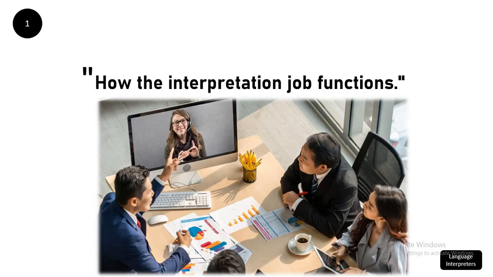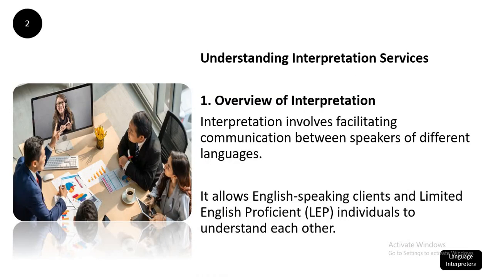Today I will be covering some of the most important sections and requirements that are needed to become an interpreter, particularly a medical interpreter, and work online from home. The first thing is understanding interpretation services, how it works. Let me give you an overview, some of the information about it.